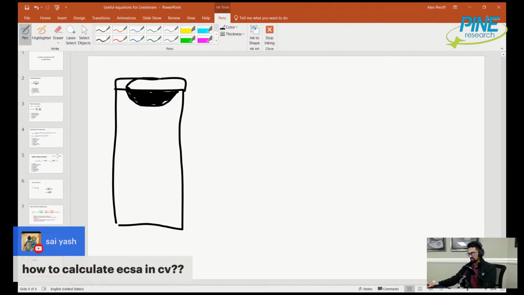This is actually not really the best picture. It should be a little bit something like this. It's a little bit better. Still not a great picture, but you have glassy carbon and you want to calculate the surface area. In a cyclic voltammogram, there are several ways, but generally speaking, this is, in my opinion, the only way through cyclic voltammetry to determine what the electrochemically active surface area is.